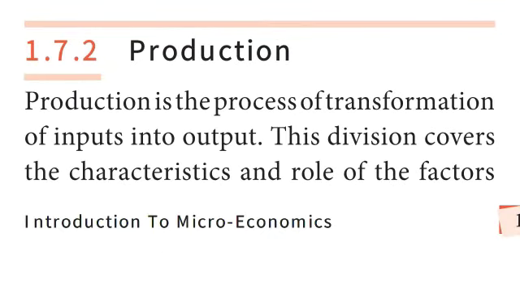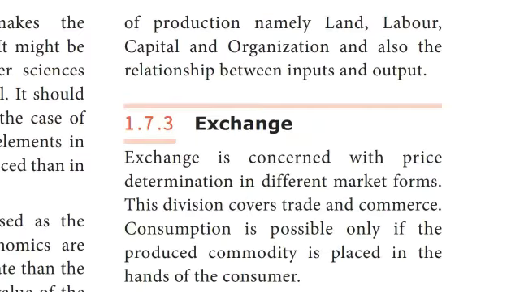Second, production. Production is the process of transformation of our inputs into output. This division covers the characteristics and role of the factors of production, namely land, labor, capital, and organization.